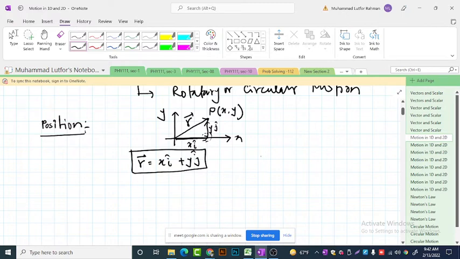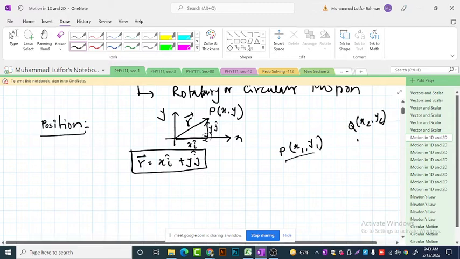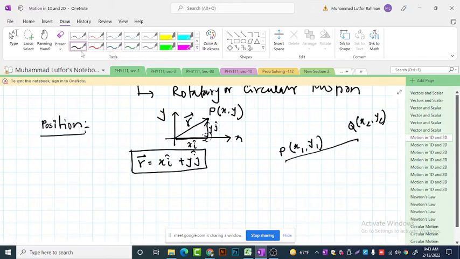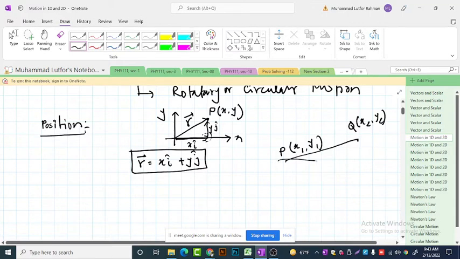Now say that a particle changes its position in time from, say, point P, which I express as x1, y1, to a point Q, which is x2 and y2. That is actually the displacement. Or I can say the particle is traveling in a curved path.